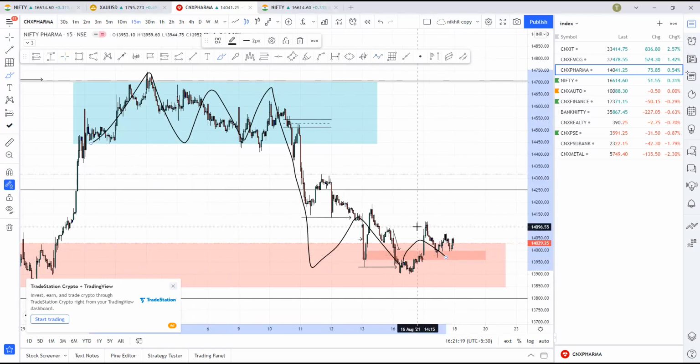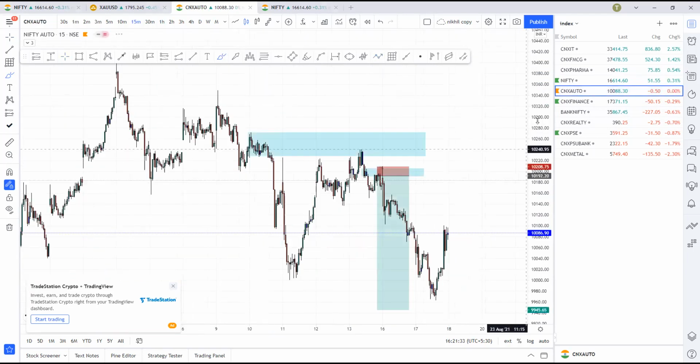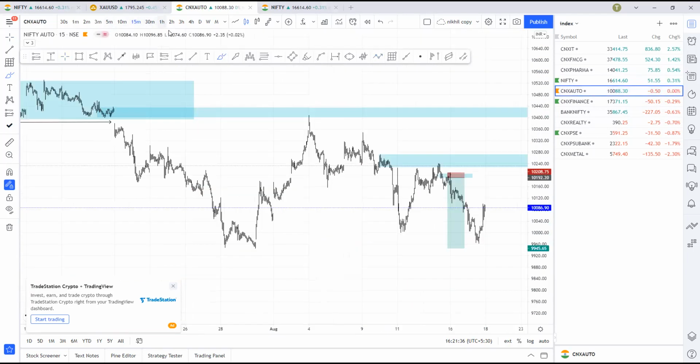So tomorrow I will be focusing on the pharma index a lot, and I guess Cipla is giving the same momentum as Nifty Pharma. So tomorrow I'll be looking at the pharma index. Right, and the next is the auto sector.